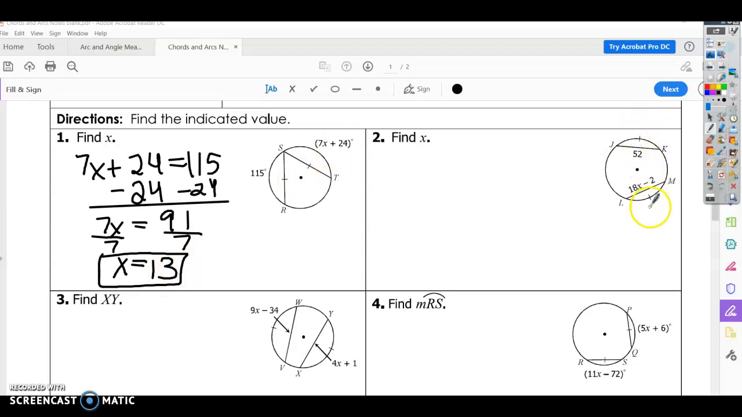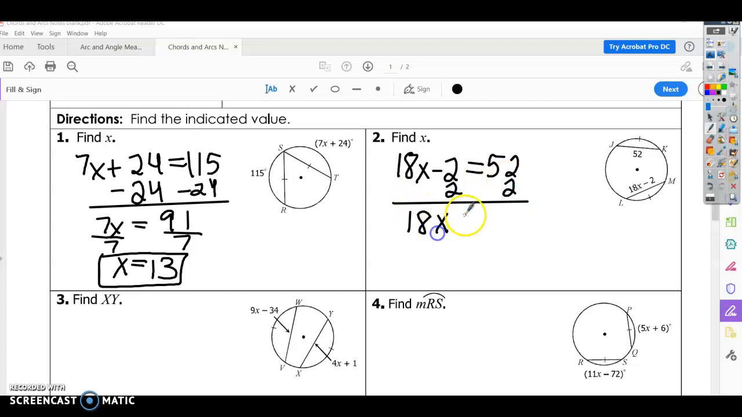All right, over here it shows that the arcs are congruent, which means the chords are also congruent. So 18x minus 2 equals 52. Add 2 to both sides and divide by 18. 54 divided by 18 is 3. Again, you can plug that in and check it to make sure it works.